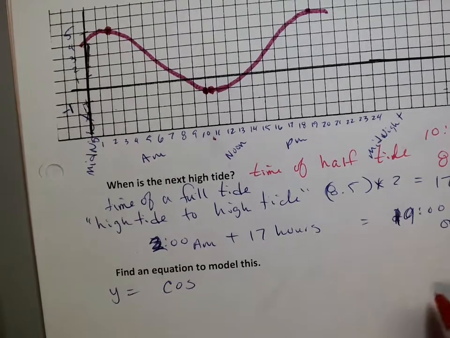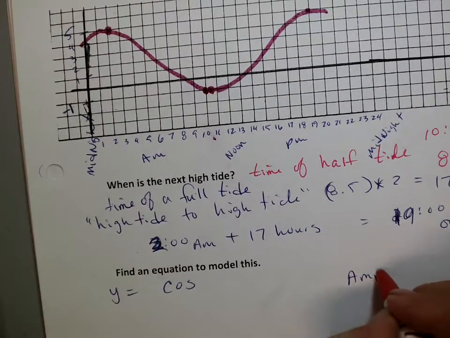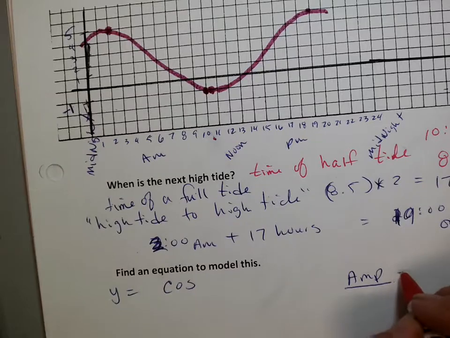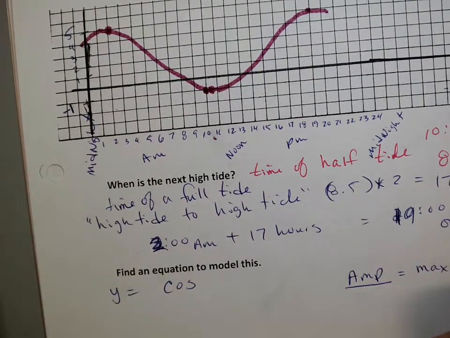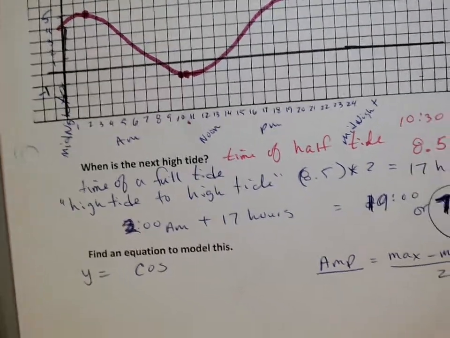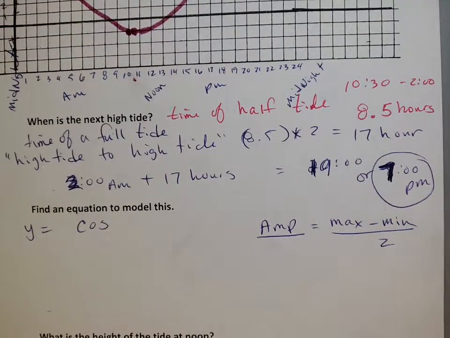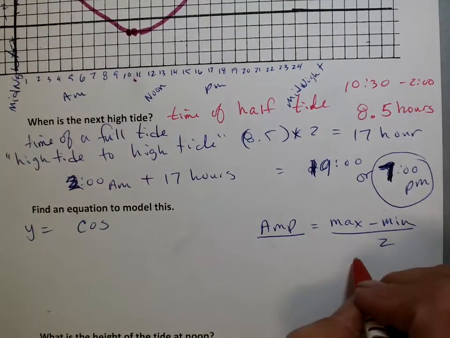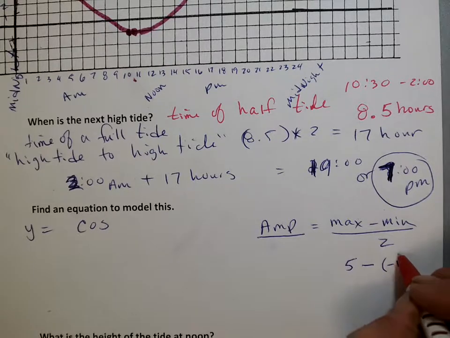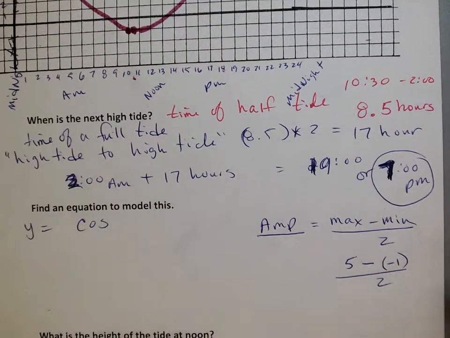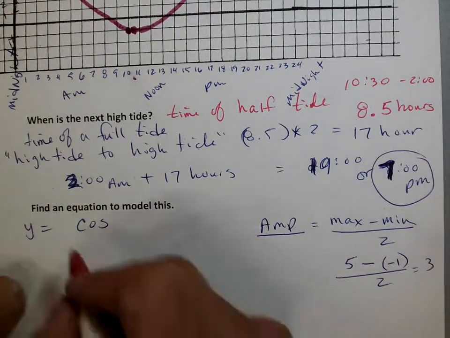So to find the amplitude, please write this down. To find the amplitude from a graph, it's always the max minus the min divided by 2. Okay, that's the amplitude. It is the max minus the min divided by 2. Okay, so for us, the max is 5, that's high tide, minus the min, which is -1 because that's low tide, divided by 2, which is 6 over 2, which is 3. So my amplitude is 3.